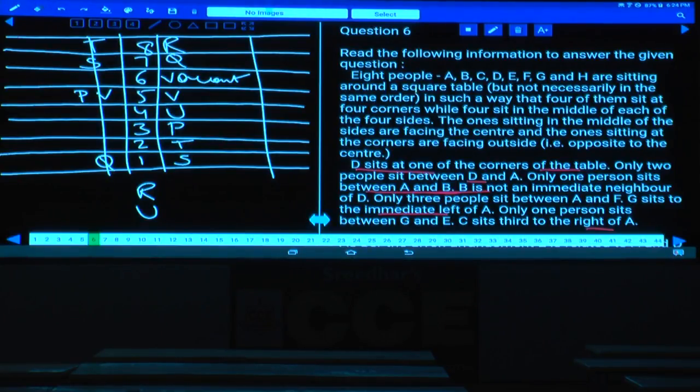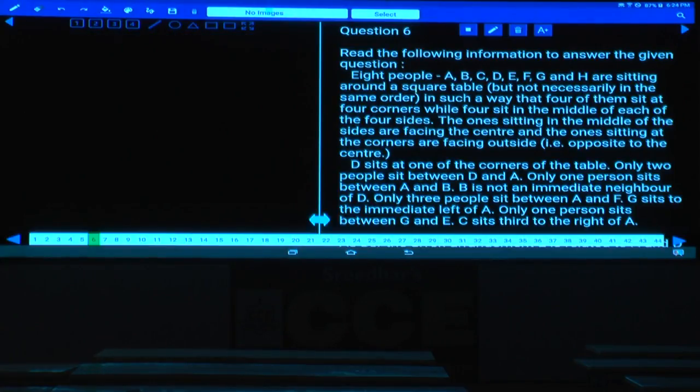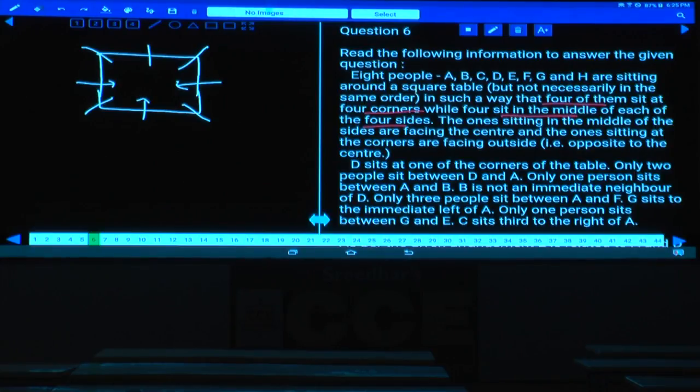Then question number 6 to 10. 8 people, A, B, C, D, E, F, G and H are seated around a square table but not necessarily in the same order. Among these 8 persons, 4 of them sit at the 4 corners while 4 sit in the middle of each of the 4 sides. The ones seated at the middle of the sides are facing the center, and the ones at the corners are facing away from the center. 4 persons are inward and 4 persons are outward.